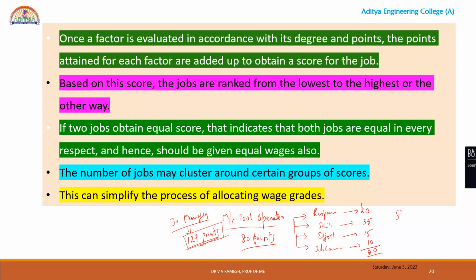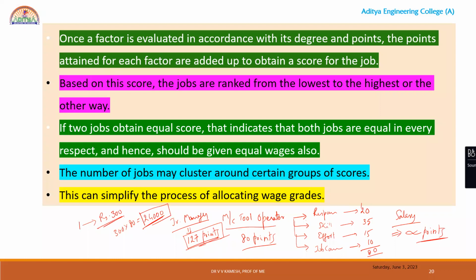Now, how to fix the salary or the wage? Salary will be fixed directly proportional to points. That will be far better, right? Got the point. So for each and every point, we may assign 300 rupees. Suppose I got 80 points. So 300 into 80, 24,000 rupees. This is the job which can be assigned 24,000 rupees.